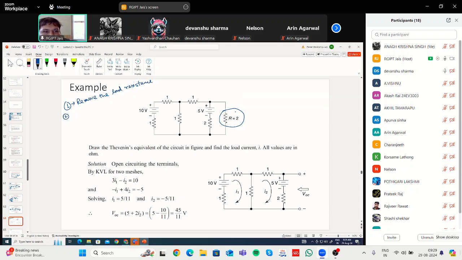Second step, find the Thevenin's equivalent voltage, VTH. To do that, you have opened the circuit. Now you have to find what is the voltage across these two terminals. This is again similar to finding the voltage across these two terminals, because these are simply connected by a conducting material. There is no element here. So whatever the voltage is across these two terminals, the same voltage will be applied across these two terminals. So the main aim is to find the voltage across these two terminals.